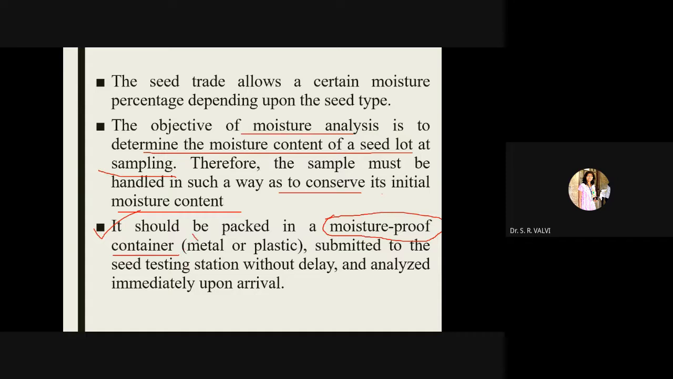So the container may be of metal or of plastic. It should be submitted to the testing station without any delay, and it should be analyzed and tested immediately upon arrival. There should not be any gap between the submitted sample and the testing. As soon as it is received, it should be tested by that particular seed testing station.